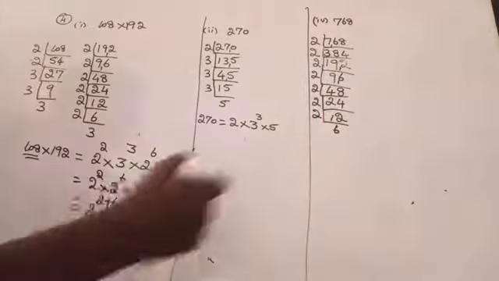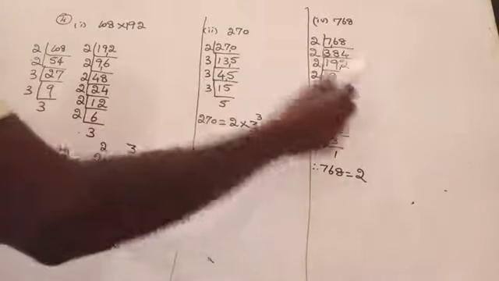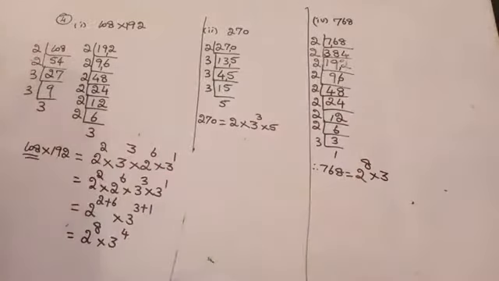So therefore, these 768 can be written as, how many 2s are there? Count now. 1, 2, 3, 4, 5, 6, 7, 8. So 2 to the power 8 into 3 to the power 1. Therefore, 768 can be written as 2 power 8 into 3. Are you getting here? Yeah.